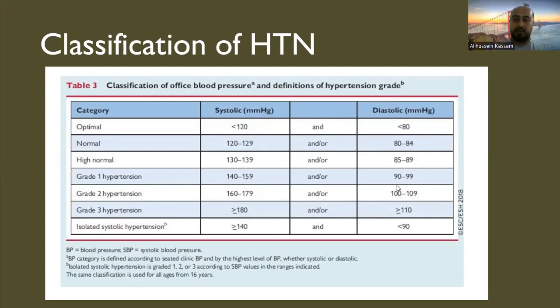On the diastolic part, we similarly have 90 to 99, 100 to 109, and more than 110. This classification remains pretty much the same. And we have isolated systolic hypertension, which is a systolic of 140 millimeters of mercury or more and a diastolic of less than 90.